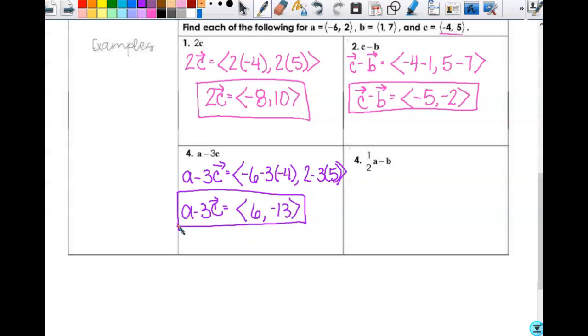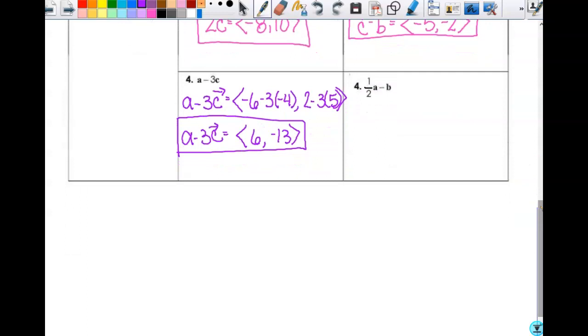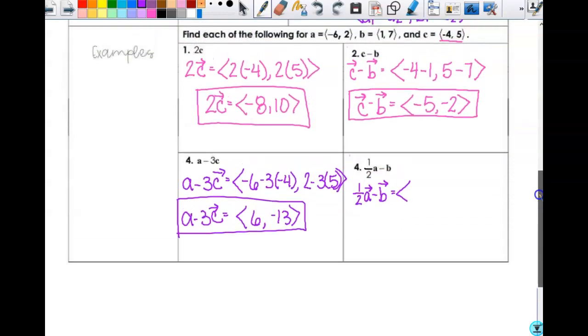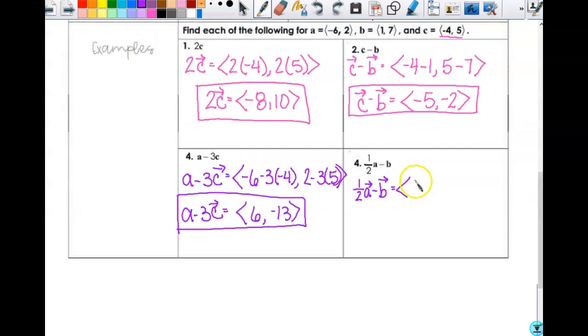All right, so number 4, another one of my fraction bars disappeared to Neverland. If you haven't already done the second number 4, then pause, do that one, and then unpause, and let's see if we agree. So 1/2 times vector a minus vector b, equal to, well, I keep scrolling and I can't see. So this would be 1/2 times (−6 − 1), and then 1/2 times (2 − 7).